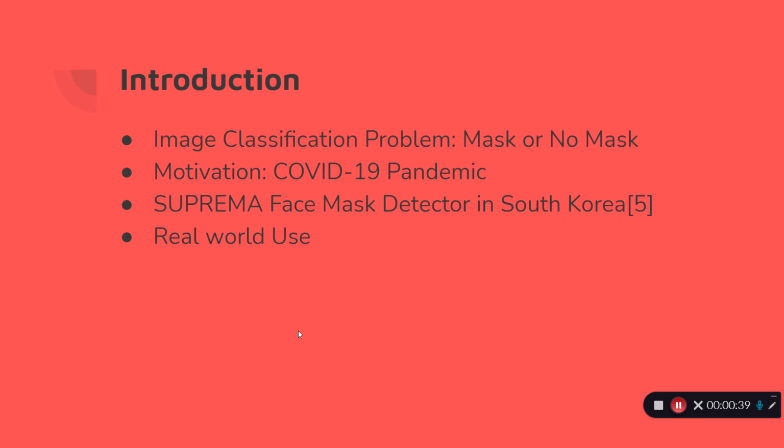We decided we wanted to do something with masks, and the image classification problem seemed to be one of the more doable ones and one of the more real-world applicable ones, since if an establishment wanted to check how many people were coming in with masks, or if they didn't want to let someone in who wasn't wearing a mask, then a mask detector would be very useful. There's actually already examples of that across the world.